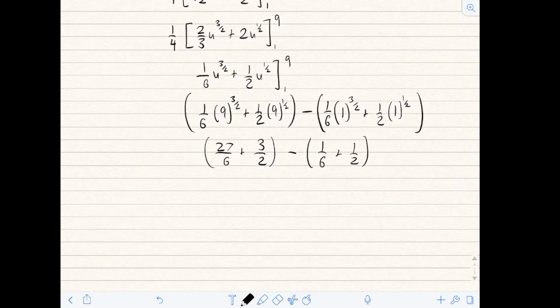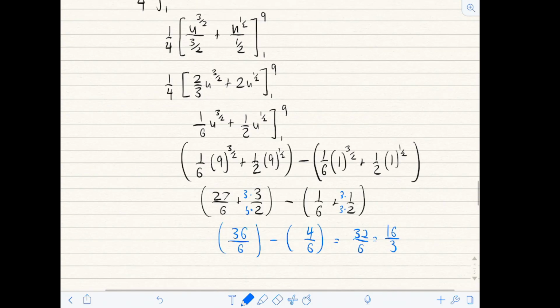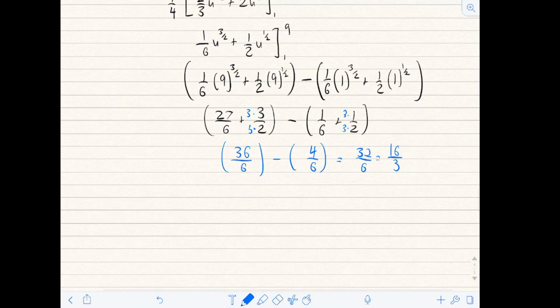Okay, find a common denominator here. In this case, I'm going to multiply the top and bottom by 3. That's going to give us 36 over 6, and then minus, multiplying this by 3, I'm going to get 4 over 6 here. I'll just keep it with the same common denominator. So I end up getting 32 over 6, which ends up giving me 16 over 3. Was that my answer? That was my answer. So here we go.